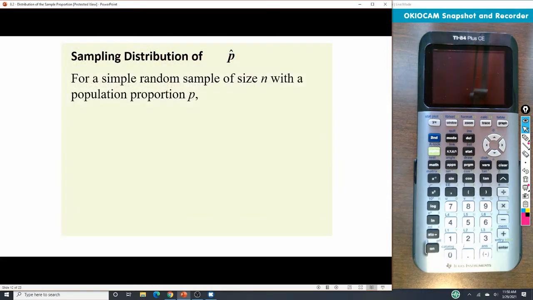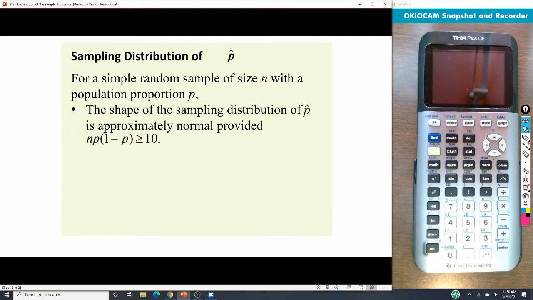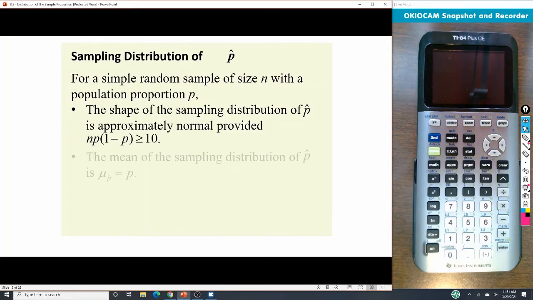So what does that mean formula-wise? First of all, for it to be approximately normal, we must have that n times p times 1 minus p is greater than or equal to 10. We always need to check that. If it's less than 10, then it doesn't really fit. But as long as we plug in n times p times 1 minus p and it is greater than or equal to 10, then we know we're going to be approximately normal.